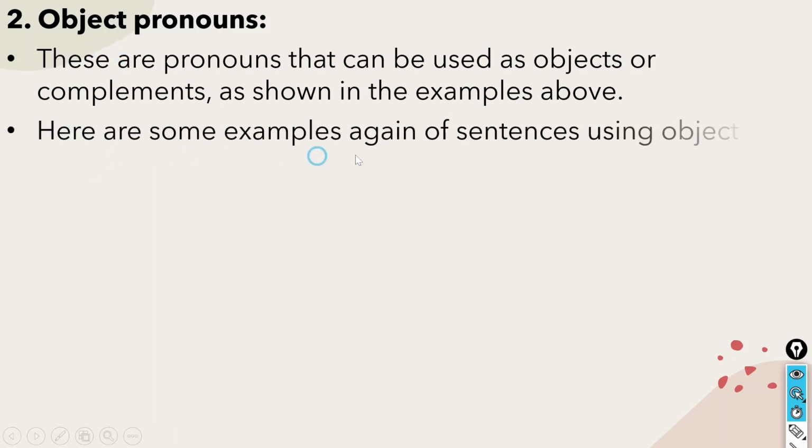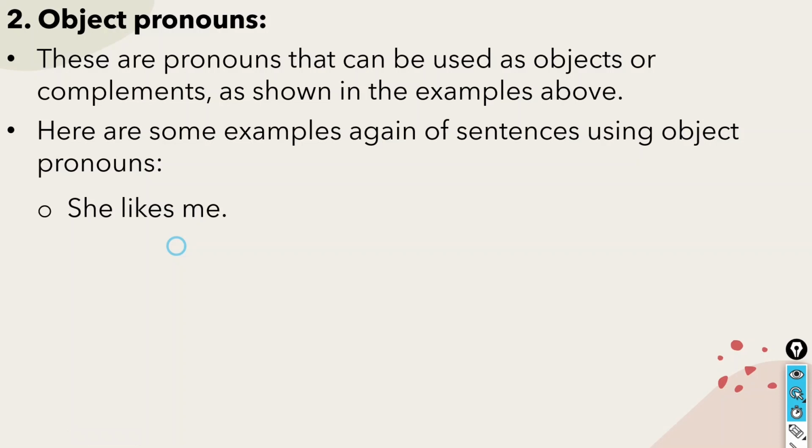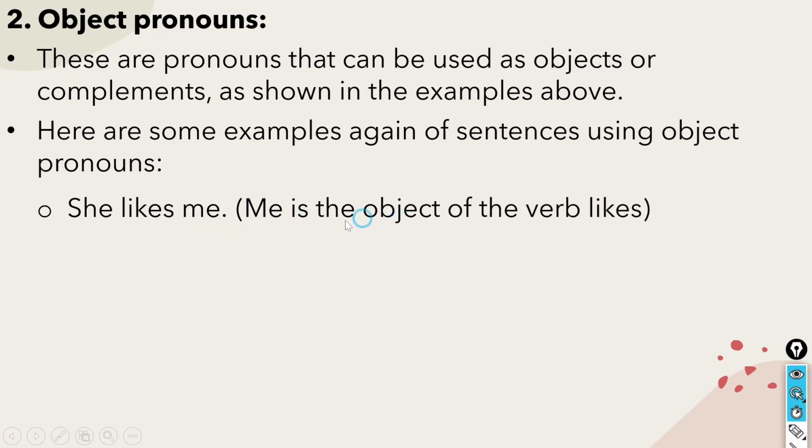Here are some examples of sentences using object pronouns, like "she likes me." In this sentence, the object, as we stated earlier, is "me," because it is the receiver of the verb "like." Since it is the receiver of the verb and it is a pronoun acting as an object, under types of pronouns it becomes an object pronoun. So "me" is the object pronoun.